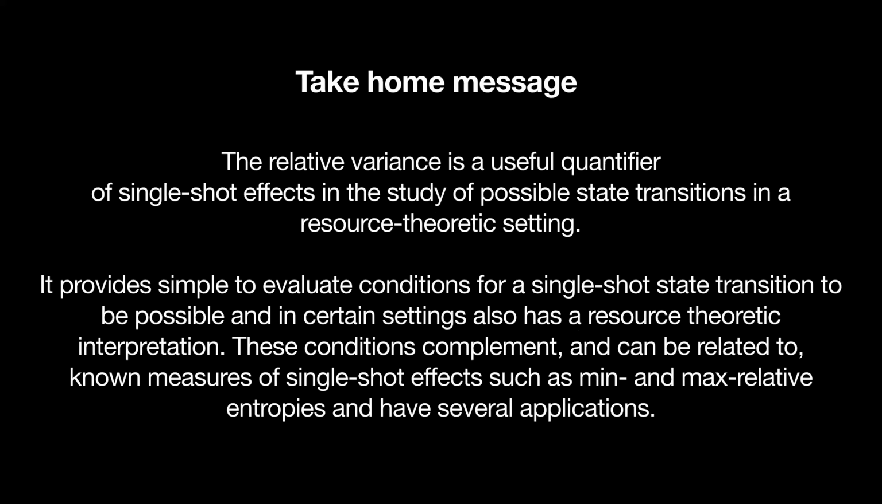The take-home message of our work is the following. The relative variance is a useful quantifier of single-shot effects in the study of possible state transitions in a resource theoretic setting. It provides simple to evaluate conditions for a single-shot state transition to be possible, and in certain settings also has a resource theoretic interpretation. These conditions complement and can be related to known measures of single-shot effects, such as min and max relative entropies, and the conditions also have several applications.